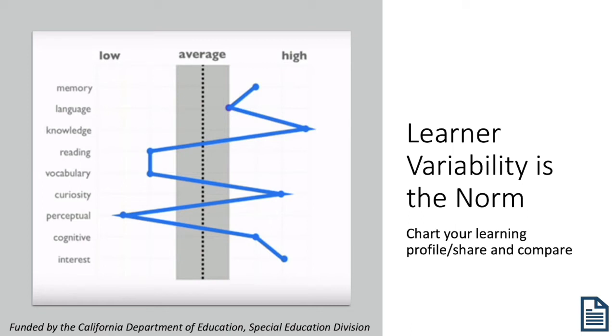Take a moment and think about your own jagged learning profile. Chart it on the space provided on your processing guide and compare it with a colleague, family member, or friend.